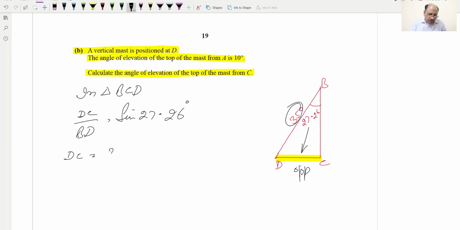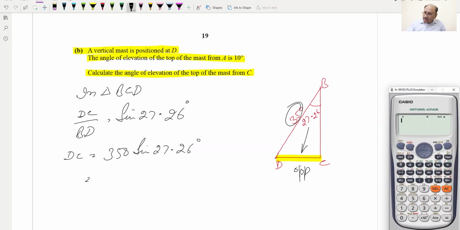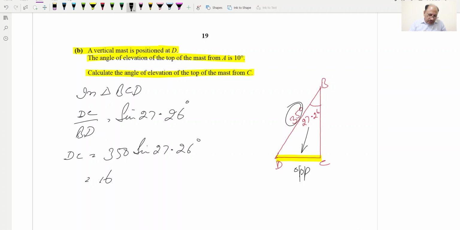So we can shift 350 to the other side, so it will be 350 sine of 27.26 degrees. We can calculate 350 into sine of 27.26, and this results in 160.31. So 160.31 is basically the length, 160.31, and this is in centimeters.